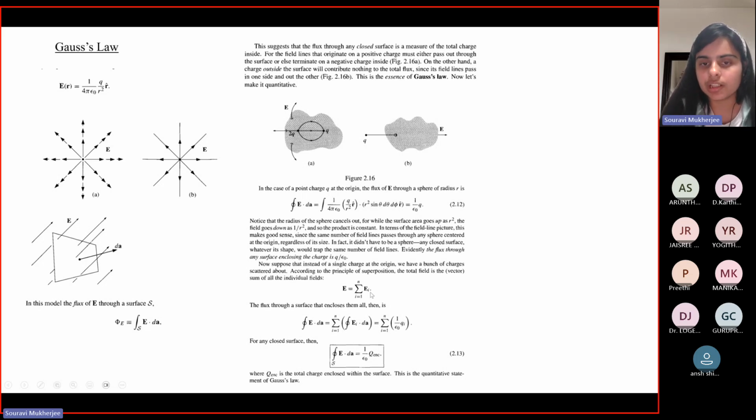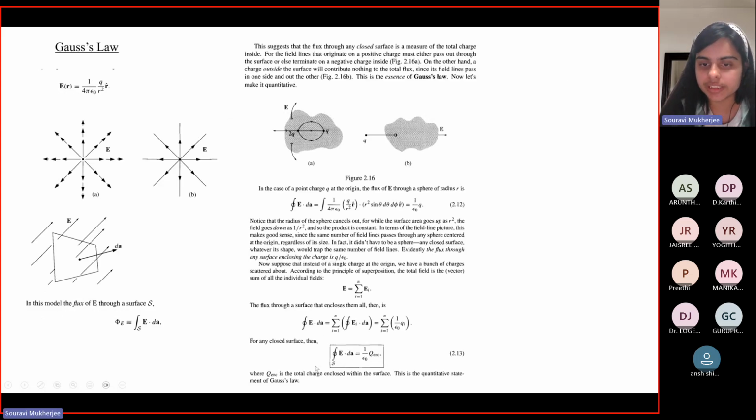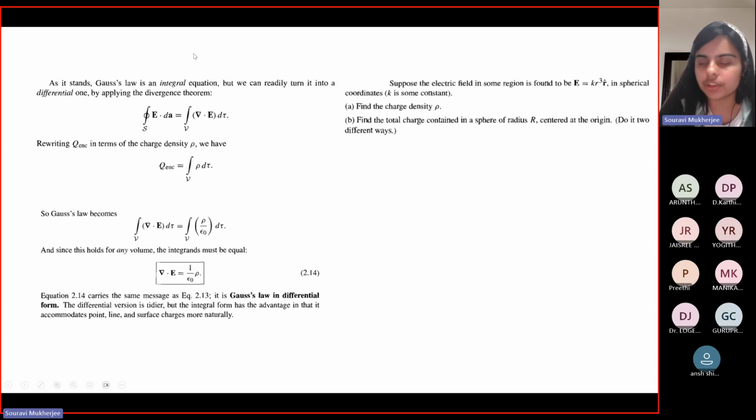Now if you have a collection of charges, what will happen? You'll have a collection of all the charges inside. Basically, the total charge enclosed is what matters, right? So that's Gauss's law. Now, the form that you have here is called the integral form of Gauss's law. You can also write it in a differential form.